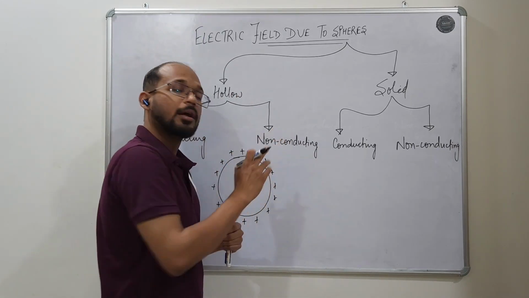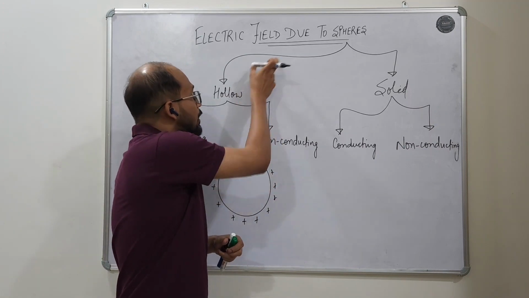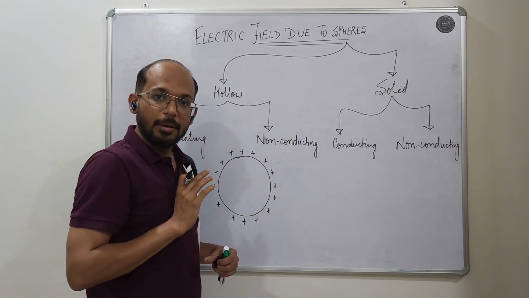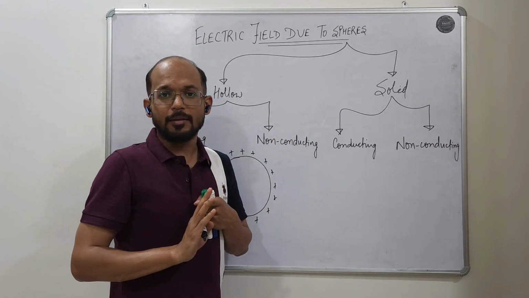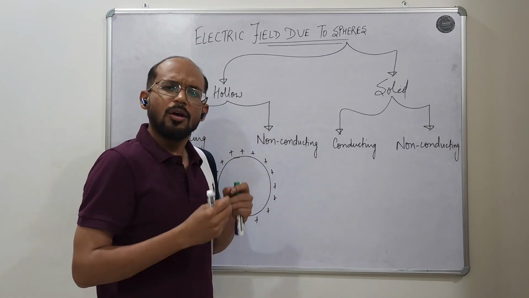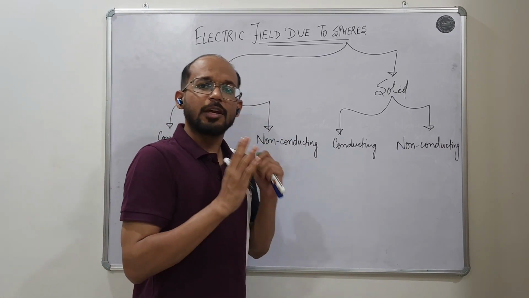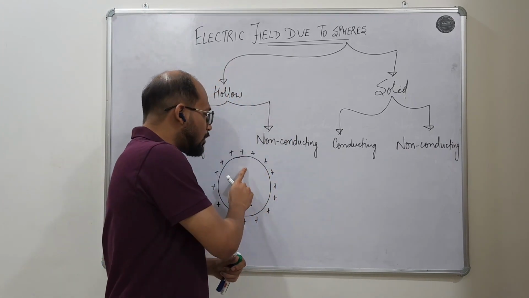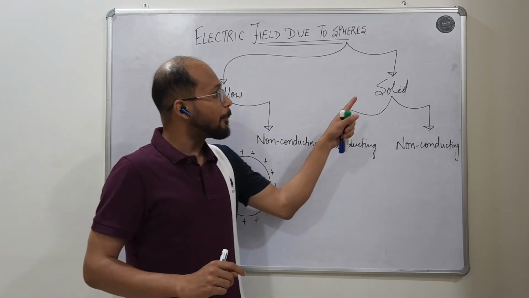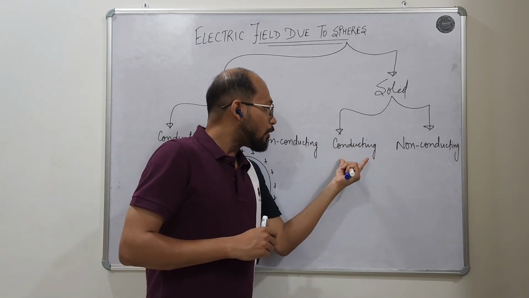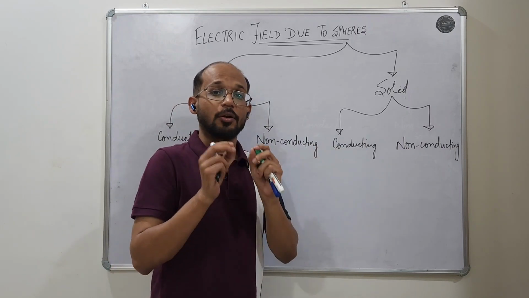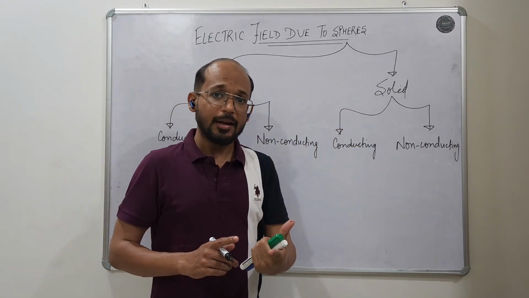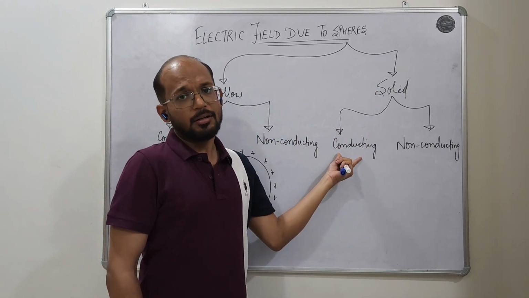And what about a hollow non-conducting sphere? Since it is a hollow sphere, it is completely empty from inside, so in this case also, whatever charge we give to the hollow non-conducting sphere, that charge will reside on the surface. The same will happen with the solid conducting sphere, because in case of conductors, charges always reside on the surface of the conductor. So in the case of a solid conducting sphere also, the charges will reside only on the surface.